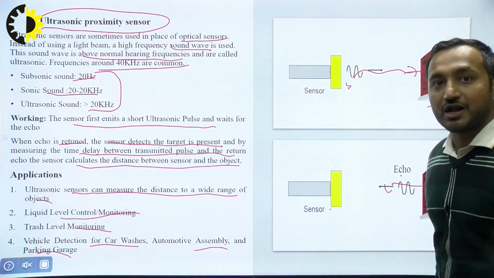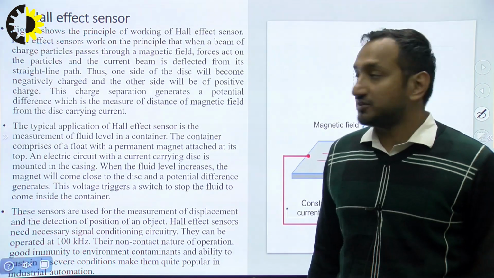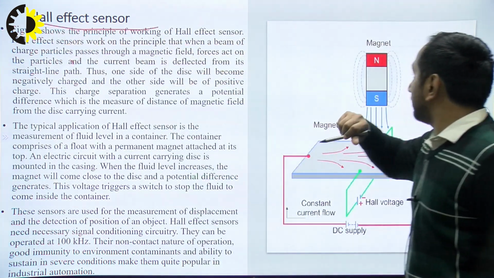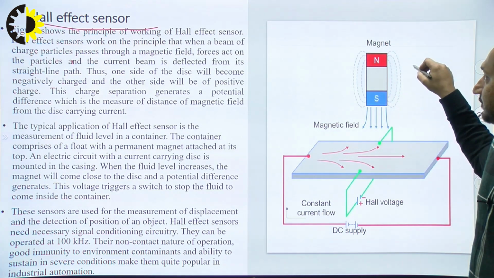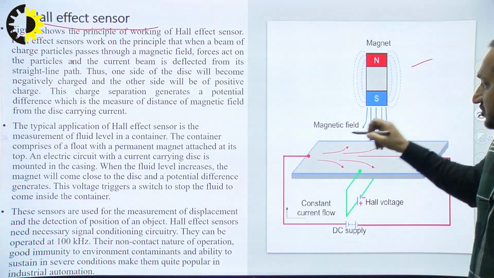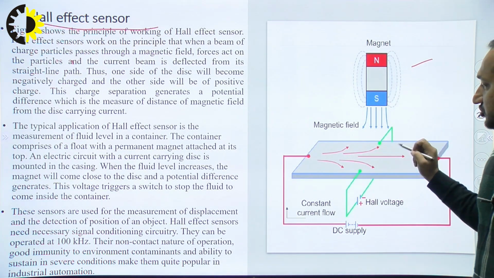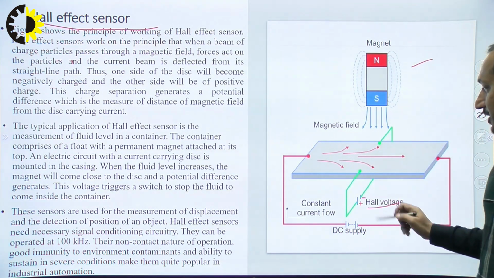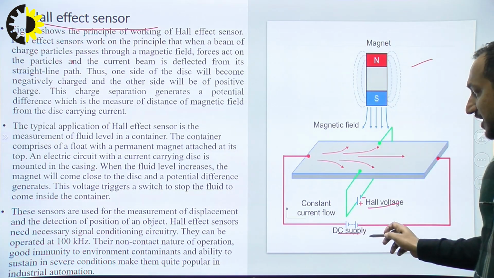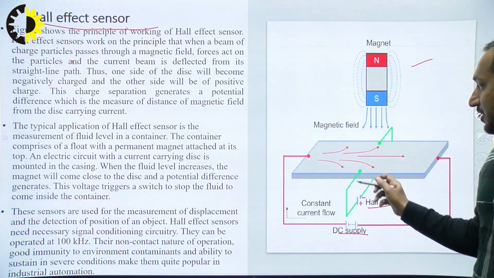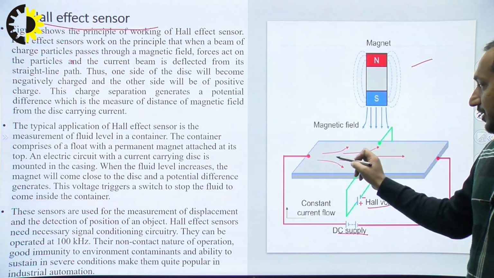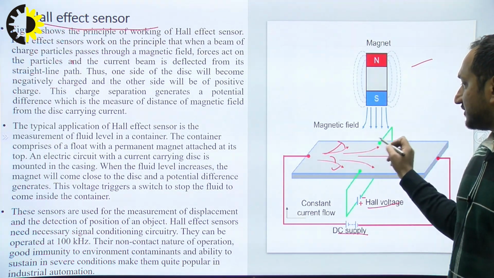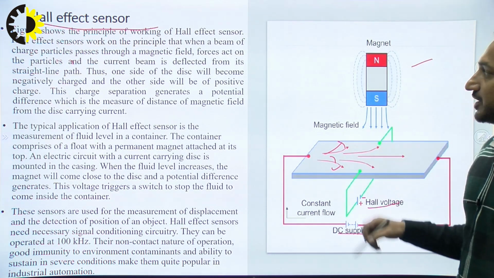Now moving on to our last sensor, which is the Hall effect sensor. So this is what a Hall effect sensor looks like. There is a magnet here, and there is a sheet here, and this sheet is connected to a high voltage DC supply, with a constant electric flow. Because of the magnetic field, the flow is scattered, and because of the electric field, it comes in a straight line, right?